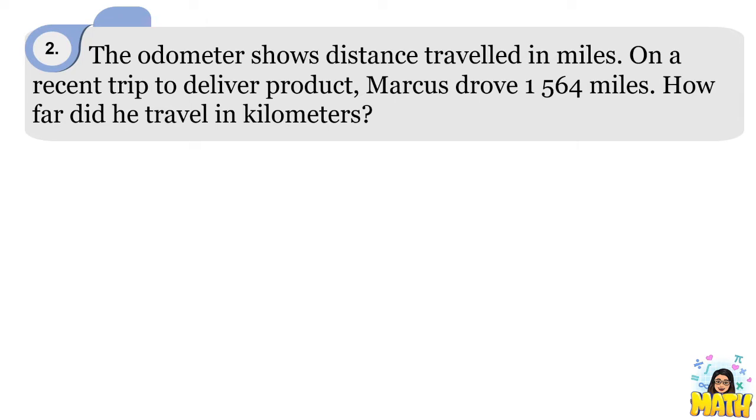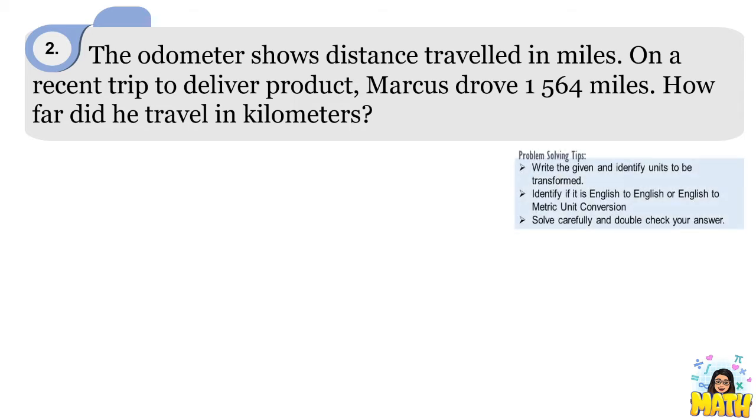Let's have word problem number 2. The odometer shows distance traveled in miles. On a recent trip to deliver product, Marcus drove 1,564 miles. How far did he travel in kilometers? Here, we're talking about the distance, which is in miles, and we need to transform or convert it into kilometers. So this one is English to metric system.